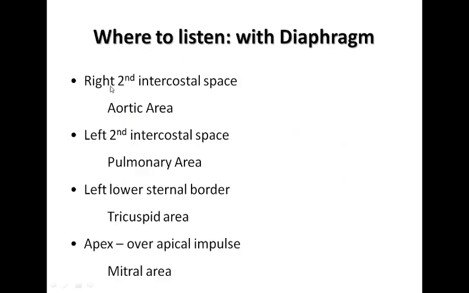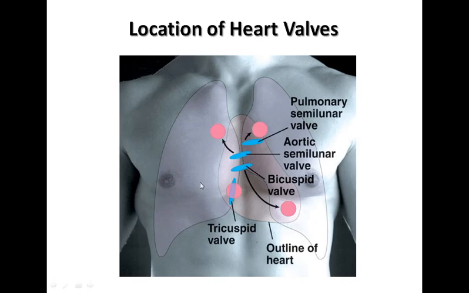So where to listen? If you want to listen to the aortic area of the heart, listen at the second right intercostal space. On the left side, the second intercostal space is the pulmonary area. At the left lower sternal border you listen to the tricuspid area, and at the cardiac apex you auscultate for the mitral area. These are the four cardiac areas you have to auscultate as a routine. In this diagram, the blue areas mark the real position of your cardiac valves, and the pink areas mark the areas you have to auscultate during your clinical examination.